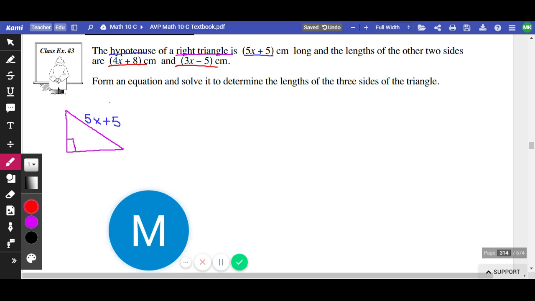So that means the other two sides, I'm just going to put them in there. 4x plus 8. And this guy's 3x minus 5. Awesome. It says, form an equation to solve it to determine the lengths of the three sides of the triangle.